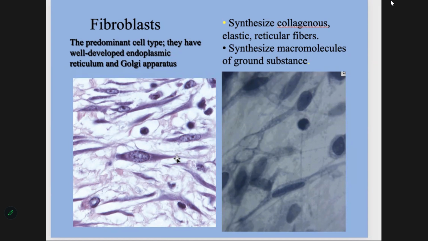Also, cytoplasm is characterized by well-developed rough endoplasmic reticulum and Golgi complex. These organelles are necessary for the protein synthesis and release of these proteins. Fibroblasts release the proteins to the extracellular matrix. So these are the ultrastructural characteristics of fibroblasts, but this group of cells, group of fibroblasts, includes many types of cells.